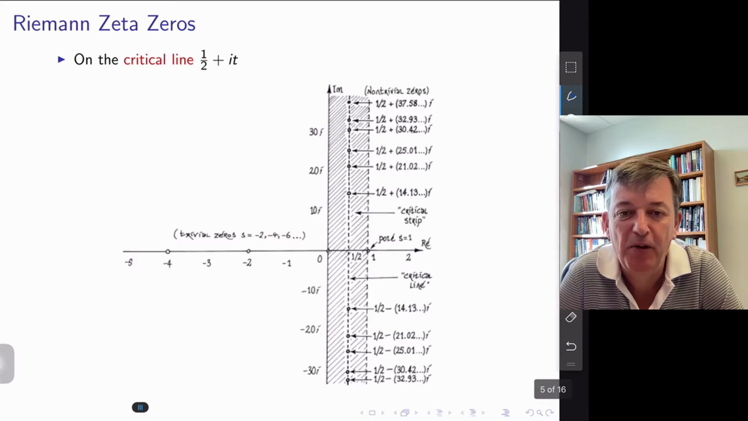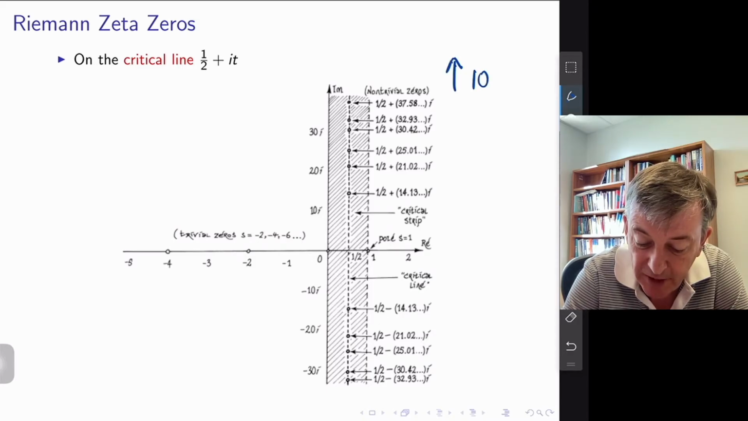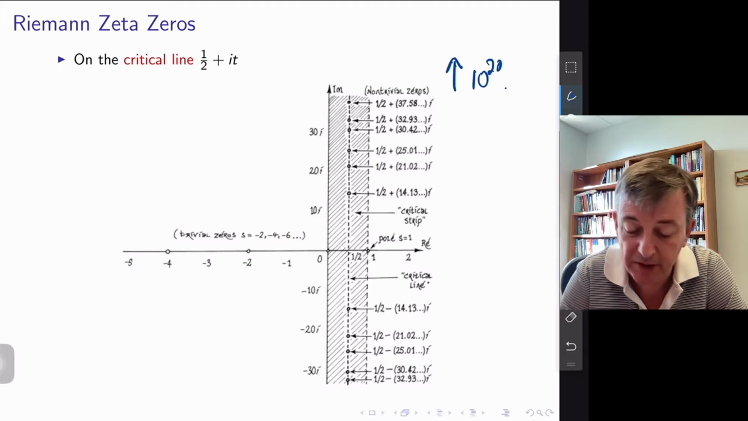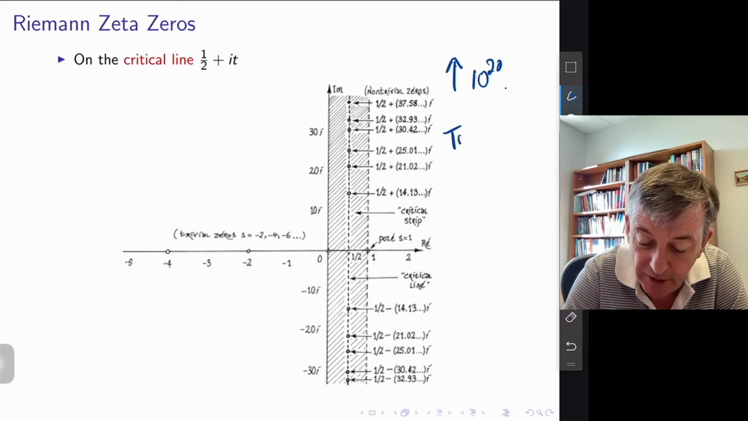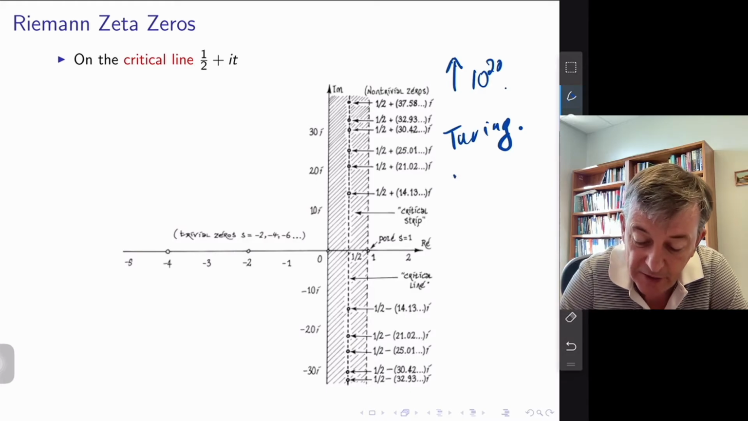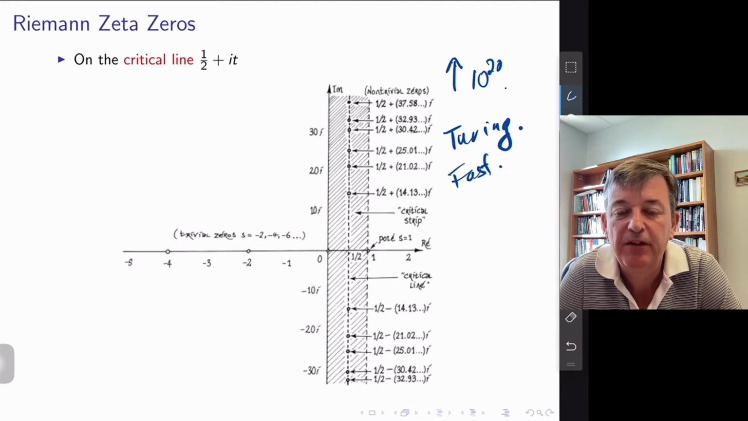Lots of people have had a go at trying to characterize all the zeros. I'm not sure what the current research is on characterizing the zeros, but I think the first something like 10 to the power 20 zeros have been calculated by a computer. Turing, rather interestingly, came up with lots of fast computational techniques to actually calculate the zeta function.